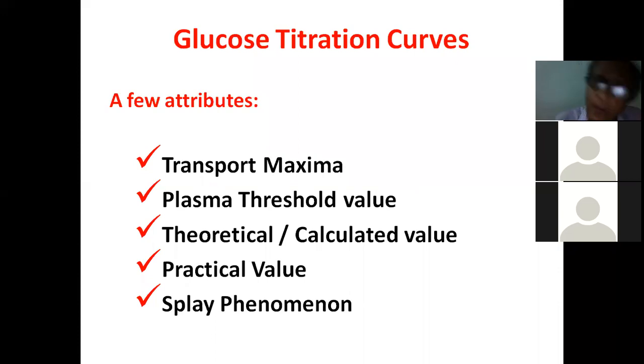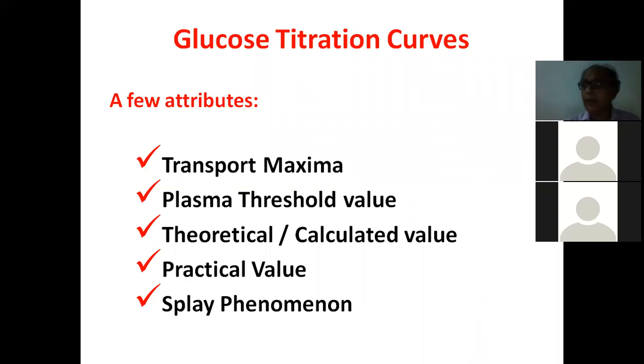Second thing I have already described, there is the plasma threshold value. What is plasma threshold value of glucose? Plasma threshold value is that value of plasma concentration of glucose at which the Tmax, transport maximum level, is reached at the tubular lumen. Number three, theoretical and calculated values. So we know what is theoretically predicted or calculated value, and that is around 300 milligram per deciliter.